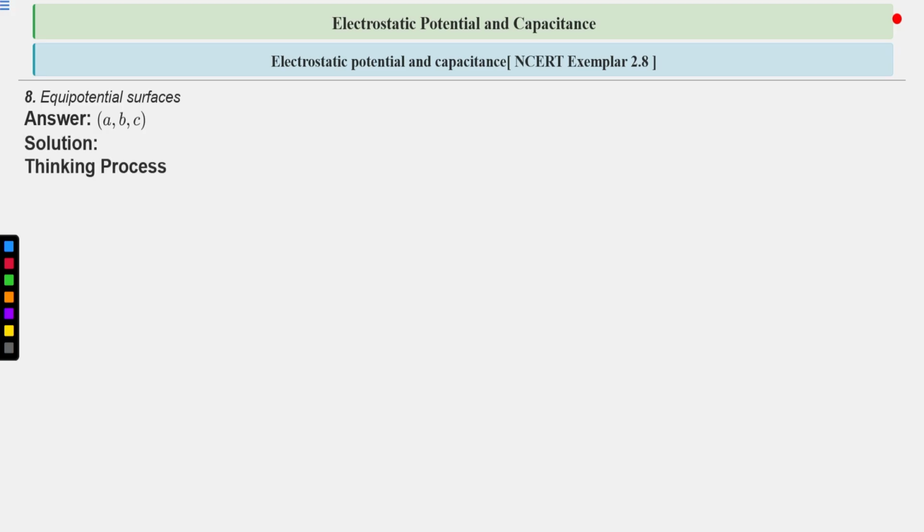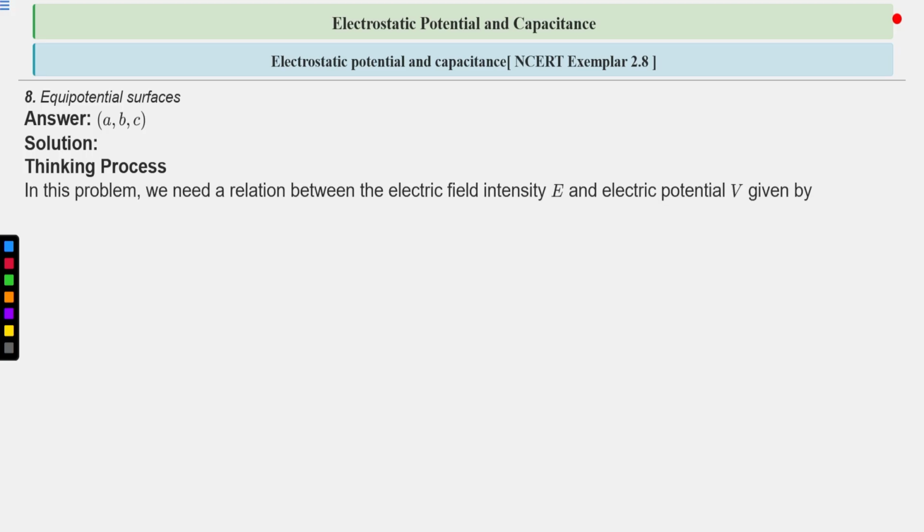Solution: what is the thinking process for this question? In this problem, we need a relation between the electric field intensity E and electric potential V. At the time when I explained this topic, I mentioned that this is an important topic. Many questions are based on this topic. So the relation between electric field intensity E and electric potential V: we know that E equals minus dV by dr. This is the relation.